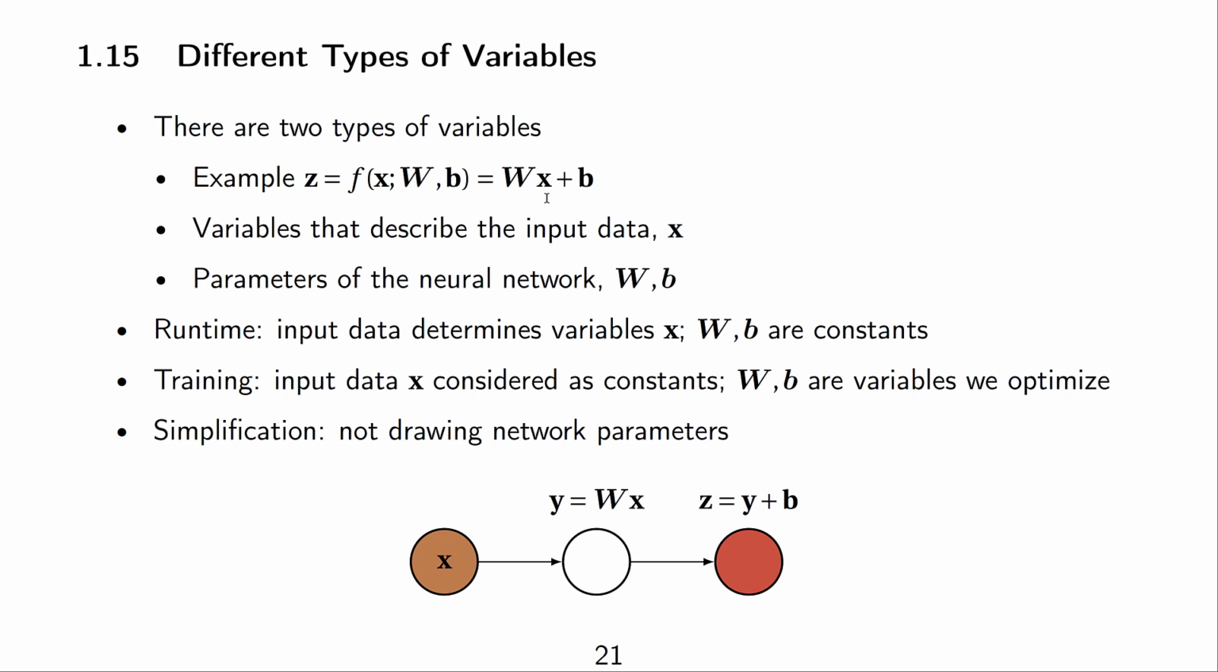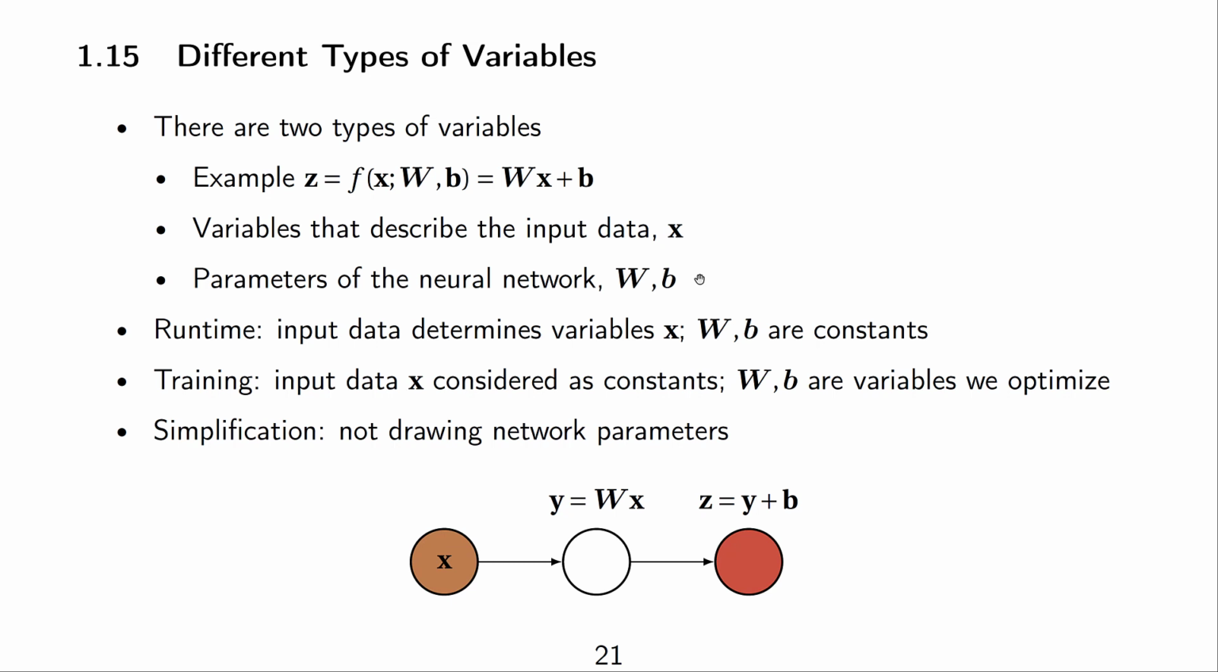So x are the variables that travel along the edges and through the network, and W and b are parameters. They also travel along edges, but these are parameters of the network. There's a difference in how these two types of variables will be treated when the network is either fully trained and is executing during runtime, or when the network is training.